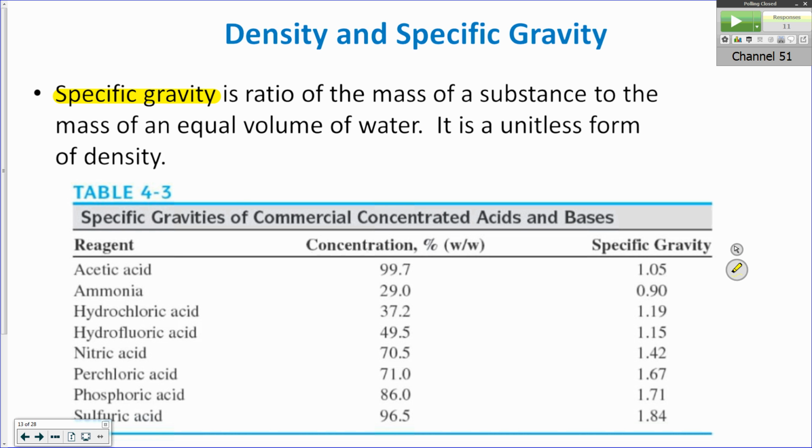So that's the essential thing of what specific gravity is. It's simply an expression of density, but it allows you to set the units up as you want. And the reason it's an important thing for us to look at is that it's the way that we buy a lot of concentrated acids and bases.